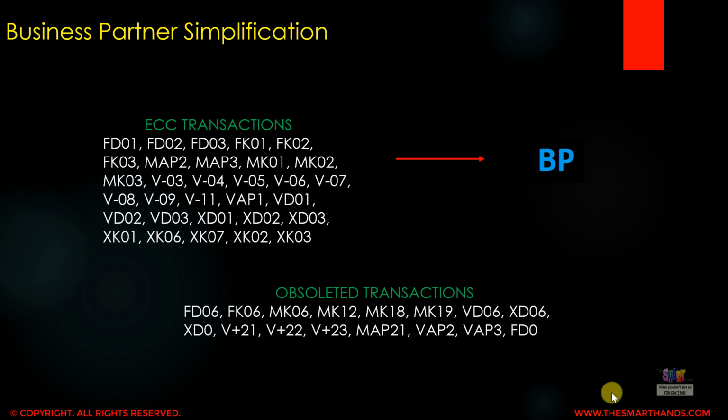And these transactions at the bottom that you can see are the obsoleted transactions. These FD06, FK06, V+21, V+22, V+23. So these are obsoleted, not in use anymore. Even if you try to open them, you can't see them. Okay, let me show you this one.